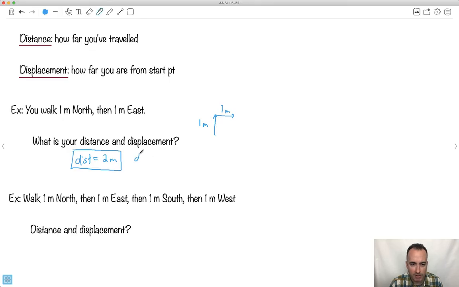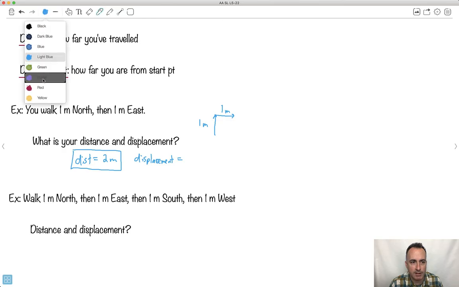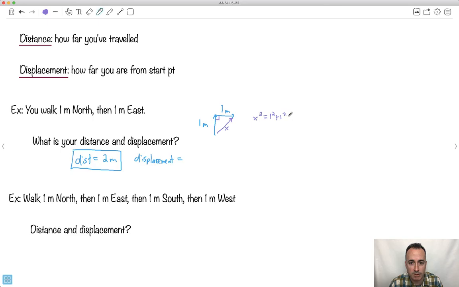How far away am I from home? Okay, so this is displacement. How do I figure that out? My displacement is from here to here, so I need to figure out that distance right there. Well, I can use Pythagoras' theorem since this is a right angle triangle. I'll call that distance x. I know that x squared equals 1 squared plus 1 squared. So x squared equals 1 plus 1, so that's just 2.